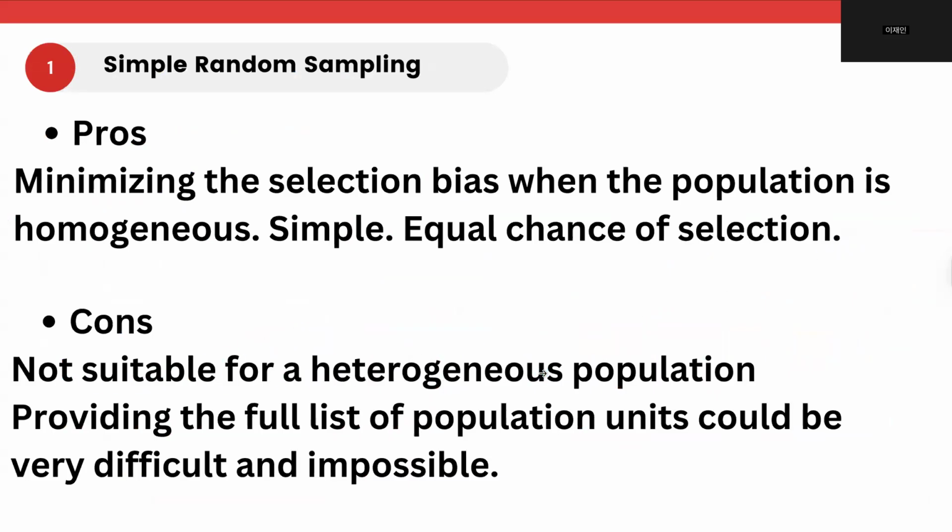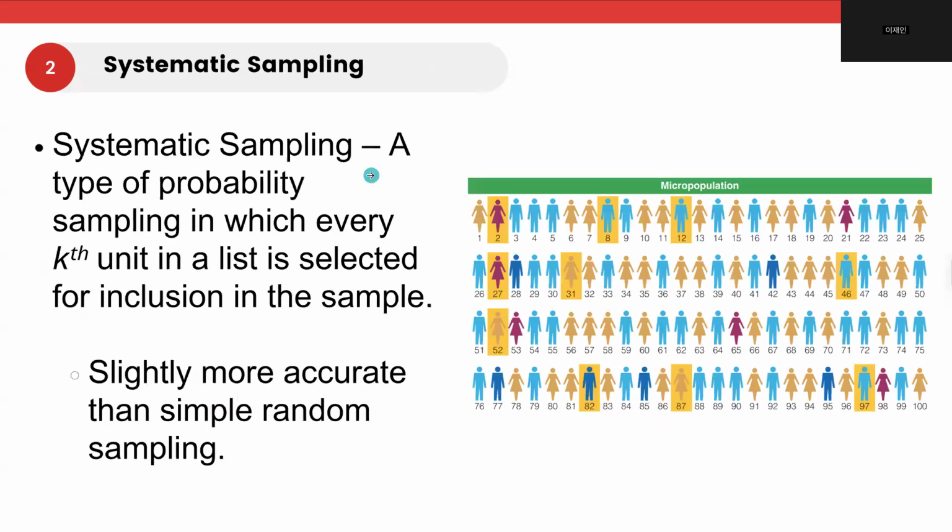If the population has many characteristics like gender, education level, region of origin, or whatever difference, these are not very useful. So simple random sampling minimizes the selection bias when the population is homogeneous and has an equal chance of selection. But providing a full list of the population could be very difficult or impossible.